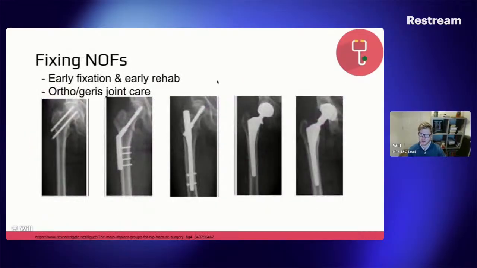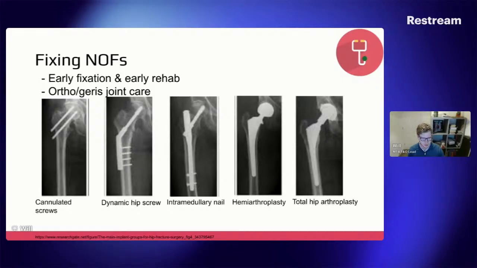So how do we go about fixing neck of femur fractures? Well, as you can see here, there are 6 main ways that we can fix fractures, and it depends entirely on where that fracture line is, based on those 3 types of fracture we talked about earlier. First of all, we can use cannulated screws, which you can see here. We can use a dynamic hip screw, an intramedullary nail, and either a hemiarthroplasty or a total hip arthroplasty.